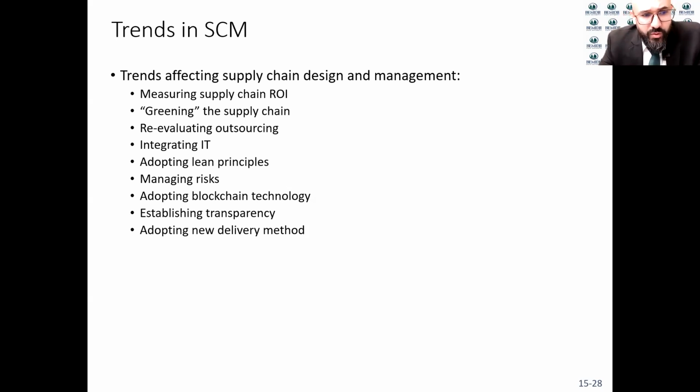We see a lot of trends happening in supply chain management, and we should be aware of it. One of them is measuring the rate of return on supply chain management. This is very critical, and we are going to discuss this week the supply chain management KPI, the key performance indicators, and return on investment is one of the KPIs that we use to measure the effectiveness of supply chain. Another concept would be greening the supply chain, how we could make it more sustainable, how we could make it more environment friendly.